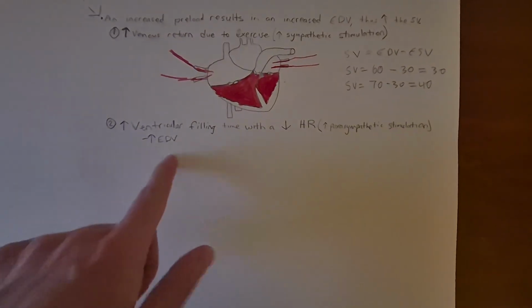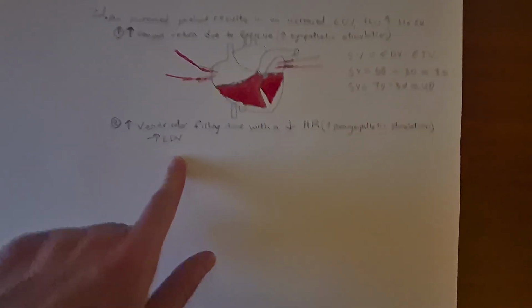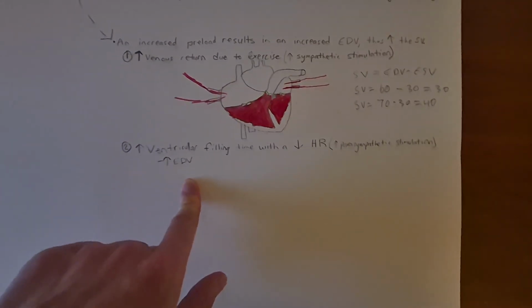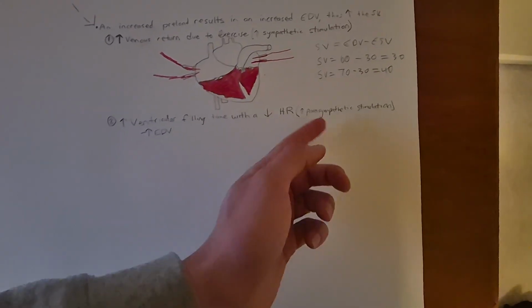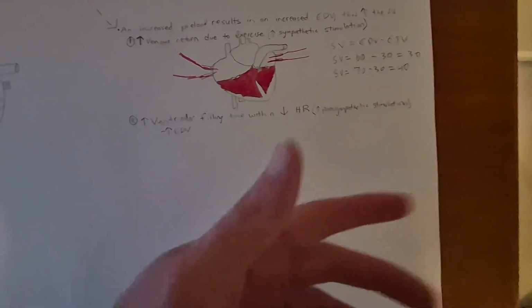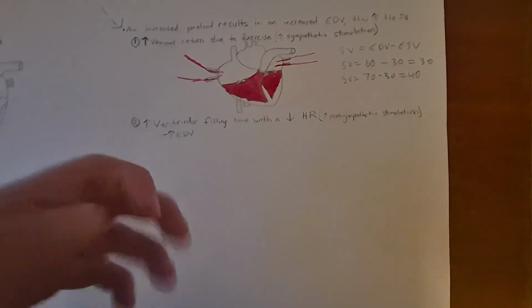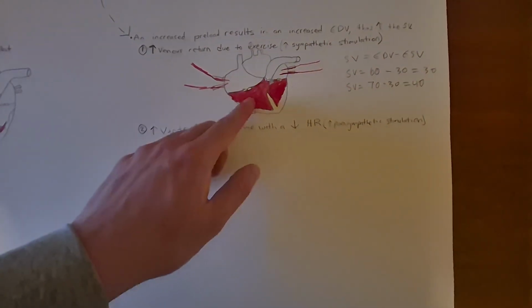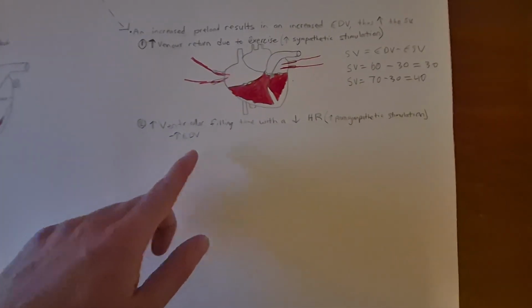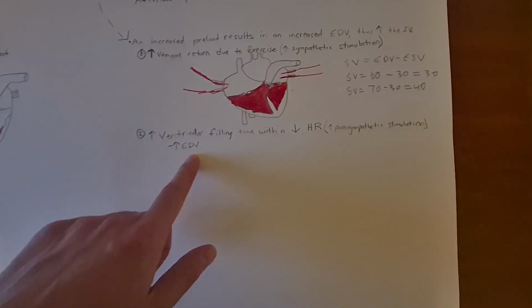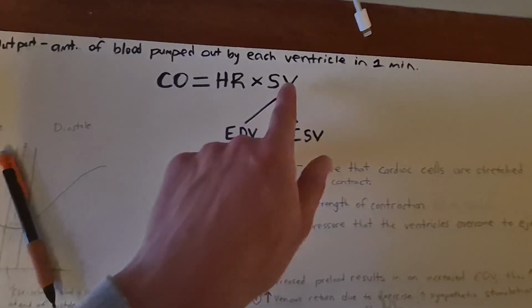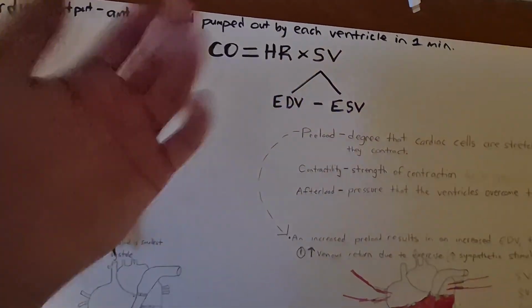And this is going to increase the end diastolic volume. Okay, so basically what this is saying is when we have a low heart rate and we're chilled out and we're under a lot of parasympathetic stimulation, just relaxation, we have more time to fill the heart with blood, which increases our preload, which increases our end diastolic volume, which then increases our stroke volume. And depending on what the heart rate is, the cardiac output could also increase as well.